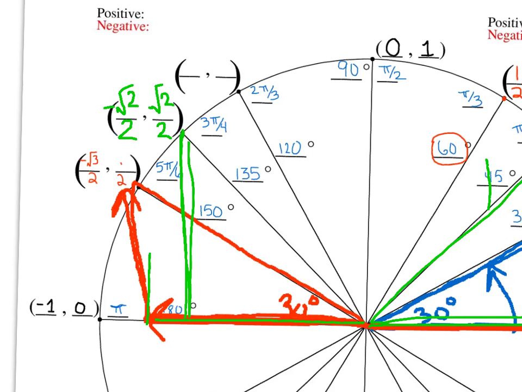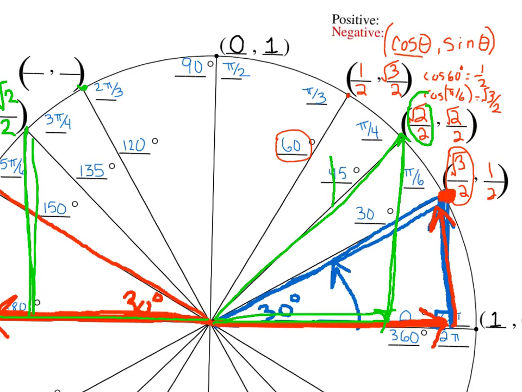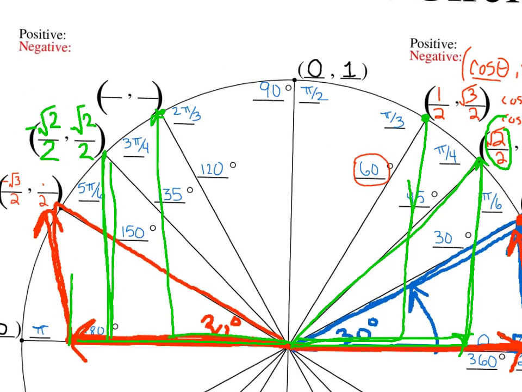And then again, to get to this point, that's going to mirror exactly this point over here. But instead of going to the right a half and up radical 3 over 2, now I go to the left a half and up radical 3 over 2. And so therefore this becomes negative 1/2 and radical 3 over 2.